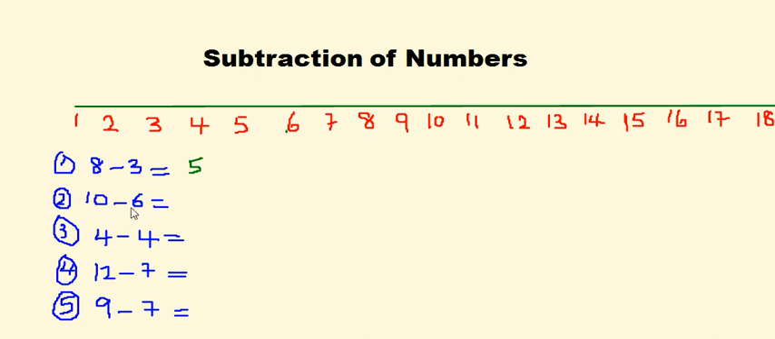Number 2, 10 minus 6. This is 10. Then you count 6 backward: 1, 2, 3, 4, 5, 6. If this one is removed, it remains 1, 2, 3, 4. So 4 is the answer. 10 minus 6 is 4.